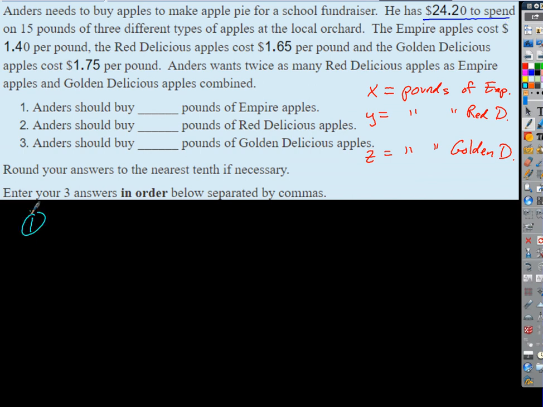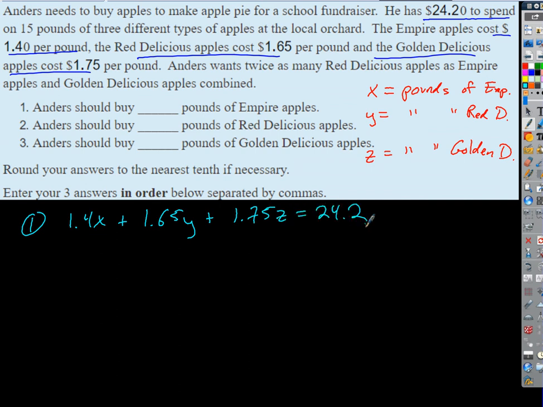Okay, equation 1. Look at what they're telling us. They're telling us the cost per pound of each kind of apple, and the total amount he spends. How can I turn that into an equation? Here X is pounds of Empire, Y is Red Delicious, Z is Golden Delicious. So what do I get? 1.4x plus 1.65y plus 1.65z equals 24.2. Okay, everybody agree? That makes sense?